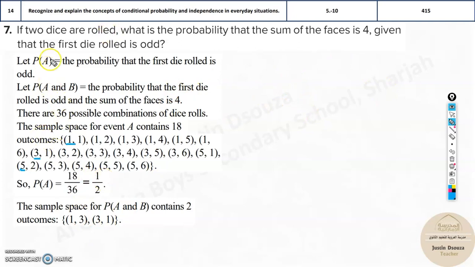Next one. What is the condition given? Given that the first die rolled is odd. Yeah, we have just done that. And what is the next one? The sum of two digits. Sum is 4. Okay. So now you must understand the first digit must be odd.